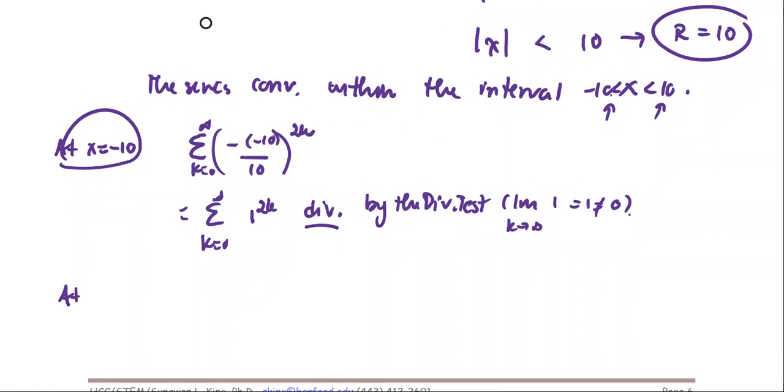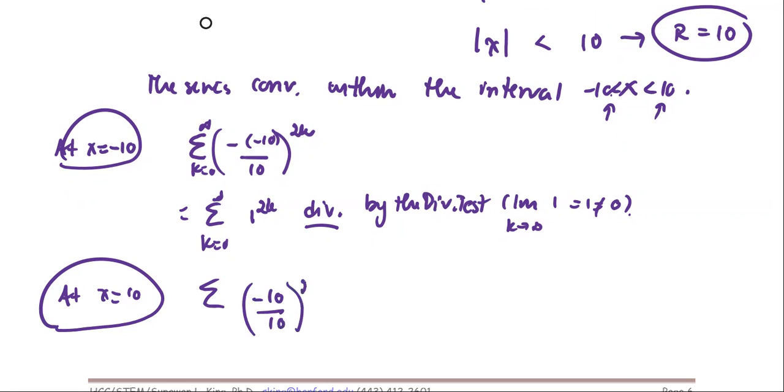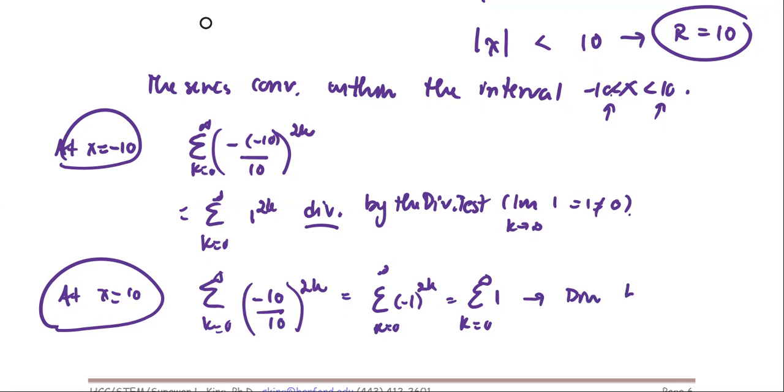And we check the other end, which is at x equals 10. For x equals 10, the series becomes negative 10 divided by 10 raised to the power 2k, k from 0 to infinity, which turns out to be the summation of negative 1 to the power 2k, which is the same as the summation of 1, k from 0 to infinity. Again, this series diverges by the divergence test.